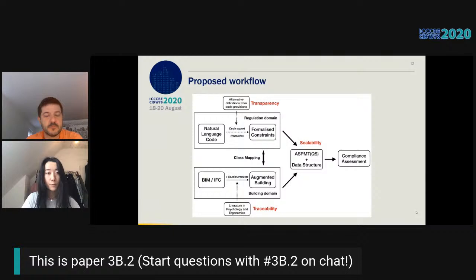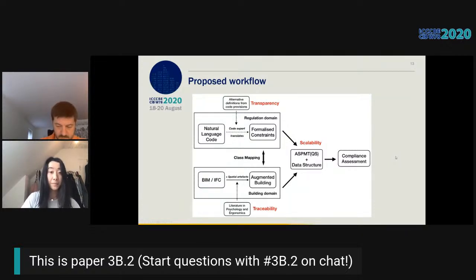So in our proposed workflow, code engineers will translate natural language code using alternative definitions. This will provide a transparent and modifiable rule interpretation. And building engineers will augment BIM models with spatial artifacts that are evidence-based, coherent, and uniform. And finally, ASP is in charge of checking the formalized constraints against the augmented building and producing a compliance assessment.